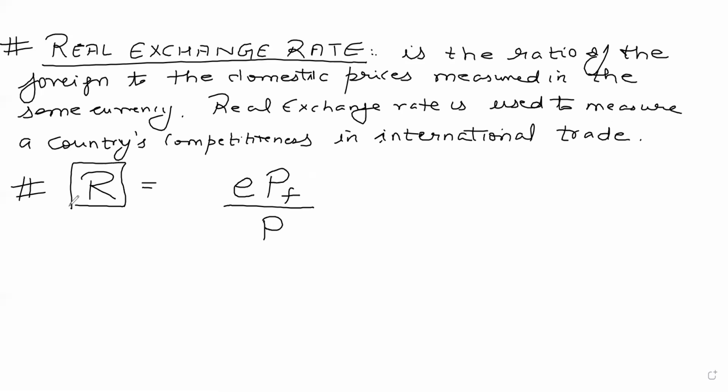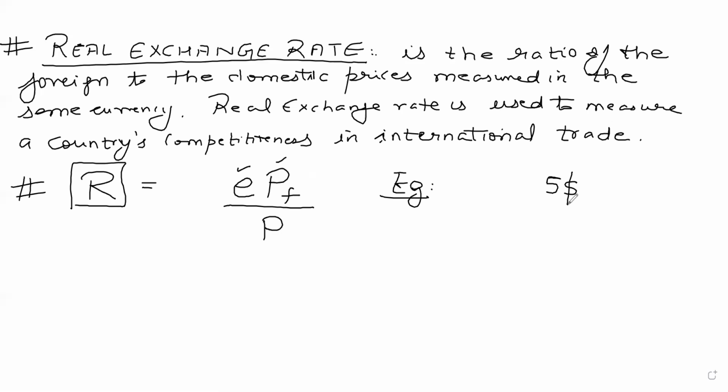So I'm again helping students to understand how we have derived this expression. What is PF? PF is the general price level in the foreign economy. If I multiply this price level by the nominal exchange rate E, I get the value in terms of the domestic currency. If I divide this value by the price prevailing in the domestic currency, I get the real exchange rate. Suppose, for example, hypothetically, the general price level abroad is $5.